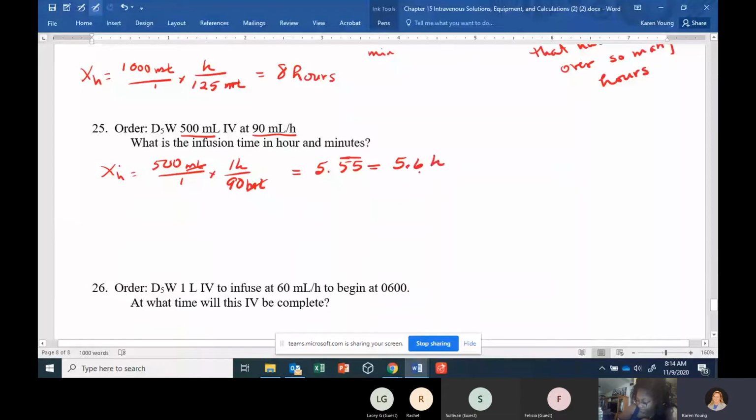Well, I want to know my number of minutes. So I know I have 5 hours, but then how many minutes do I have? To find the number of minutes, I'm going to take the 0.6 hours and convert it to minutes. I'm just using a time conversion: 60 minutes over 1 hour, because I want my hours to cancel and I want it in minutes. So 0.6 times 60 gives me 36. So I've got 5 hours and 36 minutes.